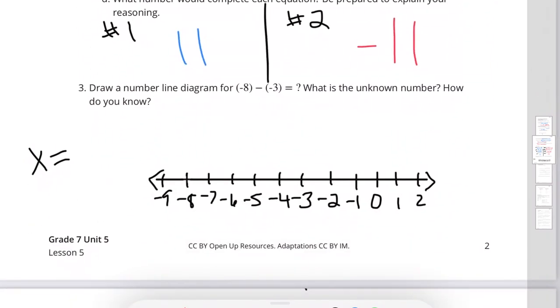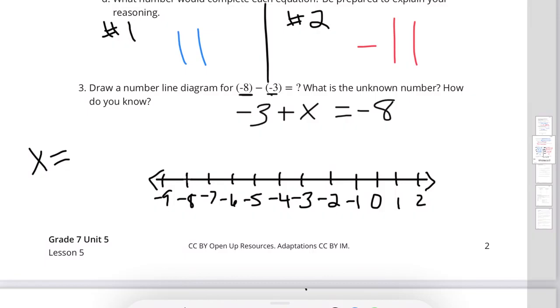Number 3 says draw a number line diagram for negative 8 minus negative 3. And then find the unknown number. When I do number line diagrams, I prefer to use the addition version, so we can rewrite this. If the subtraction problem starts with negative 8, I know that has to be my sum for my addition problem. And the only other number that I have given is negative 3. So that tells me negative 3 plus a number must equal negative 8.